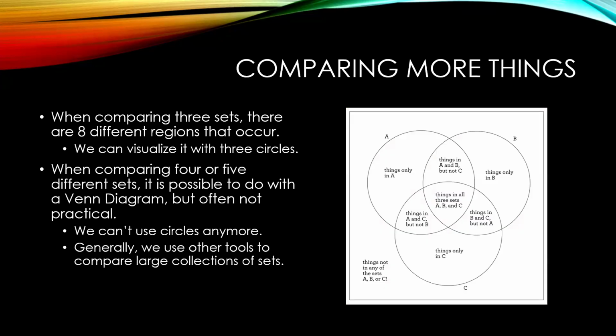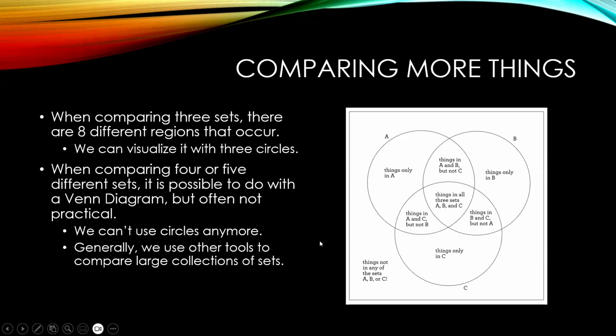We can also compare more things. When comparing 3 sets, there are 8 different regions that occur, and we can visualize them fairly clearly here. Here we have things that are only in A. Here are things which are in A, B, and C. Here are things that are in A and B, but not in C. Here's things that are not in anything. And so we can put all of the information in here.